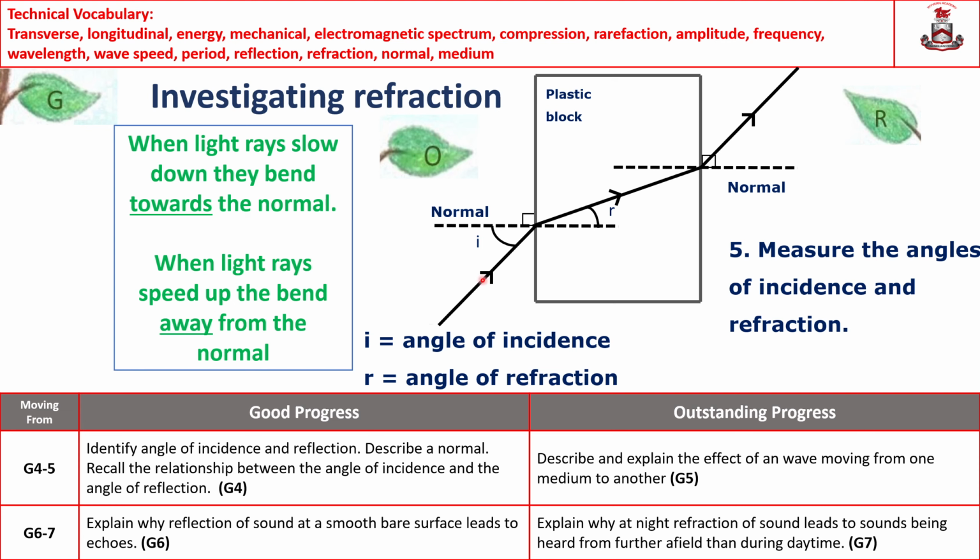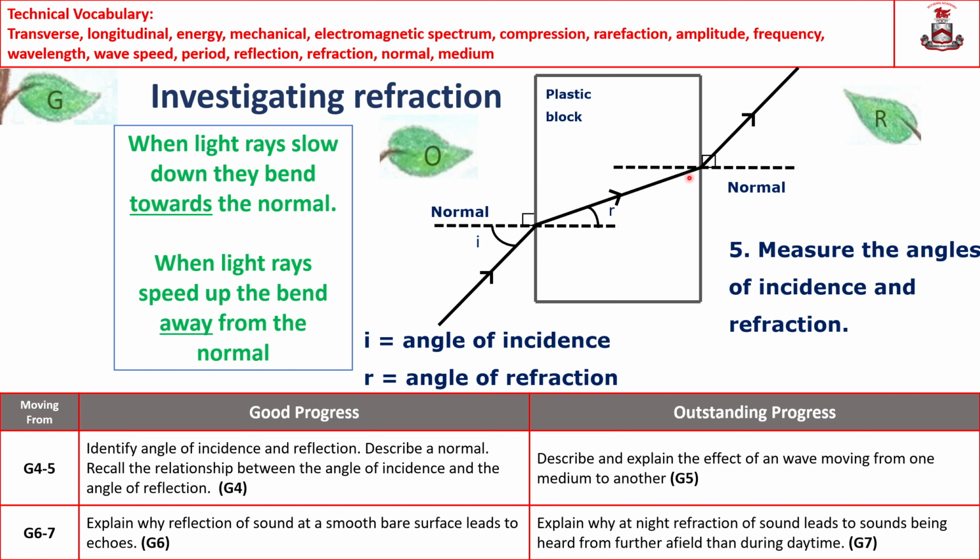So here's my angle of incidence because it's where the light comes in, and here's my angle of refraction because it has refracted out. Now when light rays slow down, they will bend towards the normal. If I drew it straight on without changing direction, you can see that the light ray has bent towards the normal line. So the angle of refraction is less than the angle of incidence.